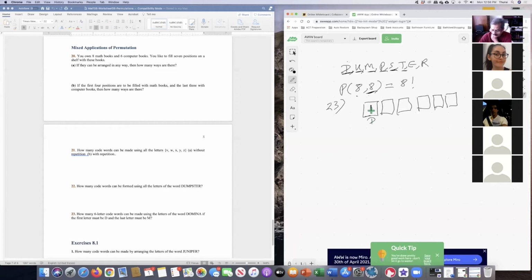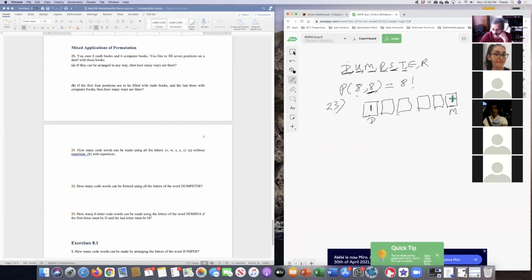And also we can put the number for the last box. What is that number? M. The letter that can go in the last box is M. So there's only one way to do it. Inside the box, you only put the number of ways to do that. The number of ways of doing the last box is one way. Number of ways to do the first box is one way.